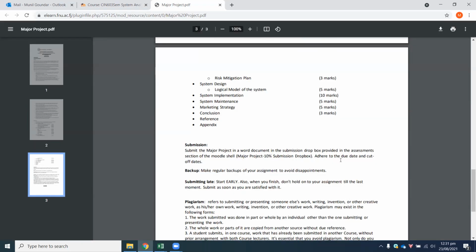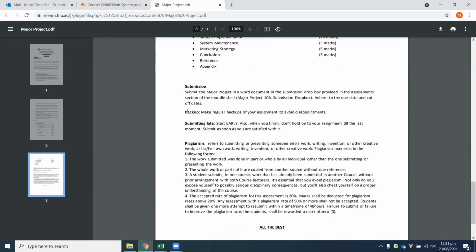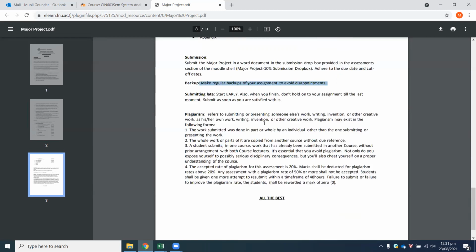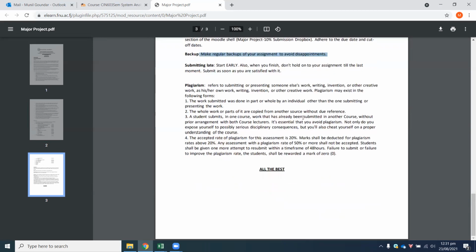Okay. And adhere to the due date and the cutoff dates. Backup: make regular backups for your assignment to avoid disappointments. Okay, always try to keep a backup while you're working on it. Submitting late, start early. Also, when you finish, don't hold on to your assignment till the last moment. As soon as you are satisfied with it, submit it.